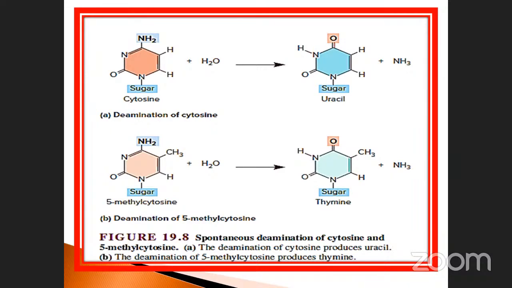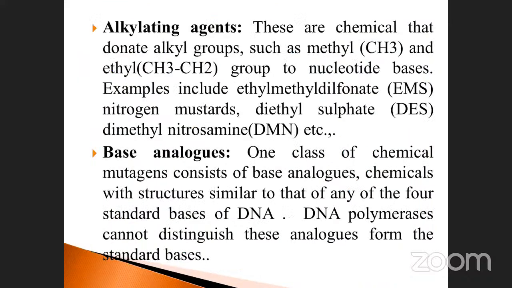When nitrous acid acts upon cytosine, it may be modified into uracil. NH2 is replaced through the deamination process, and the oxygen occupies that particular carbon position. Okay, go to the next one.